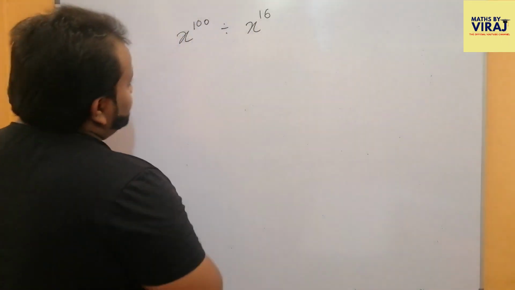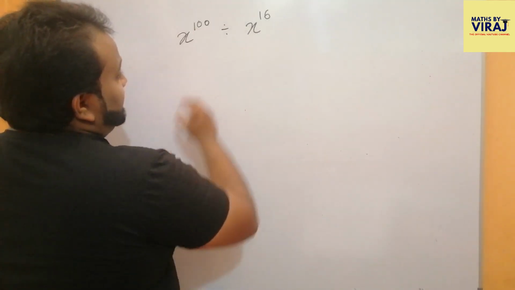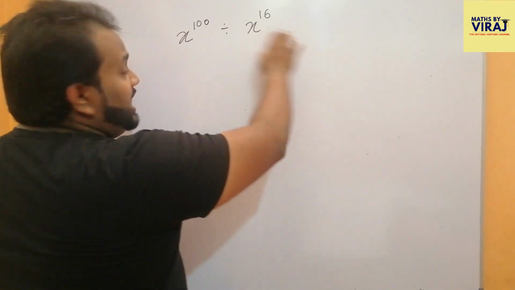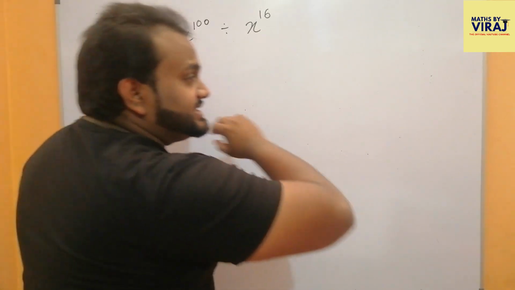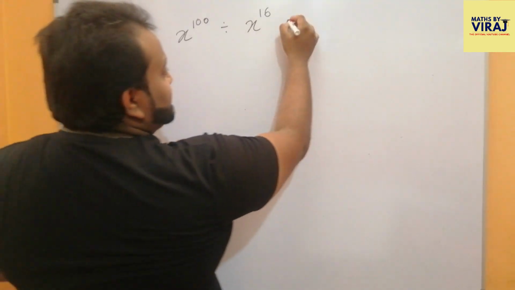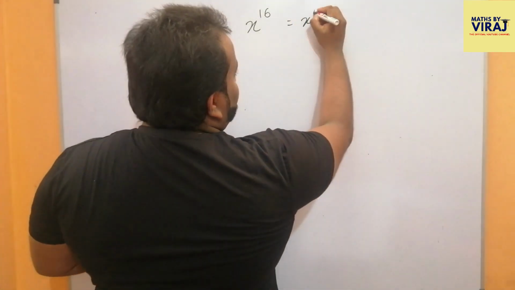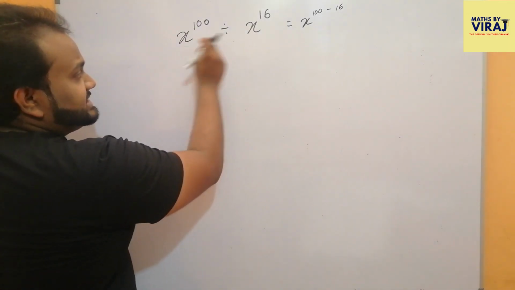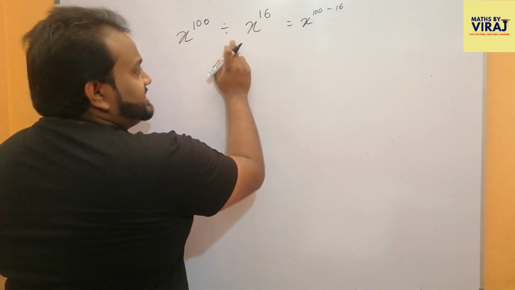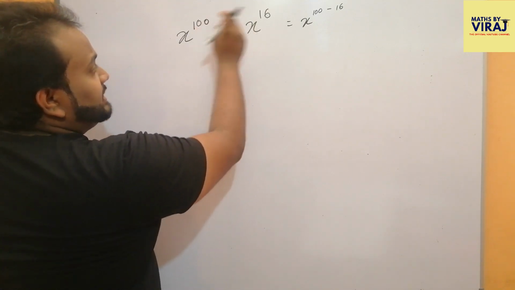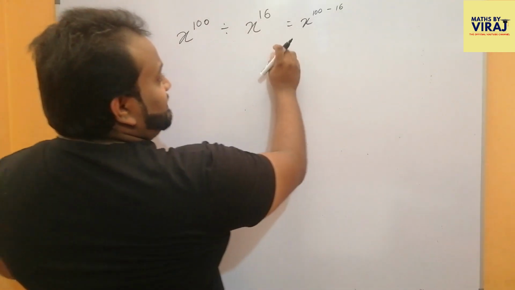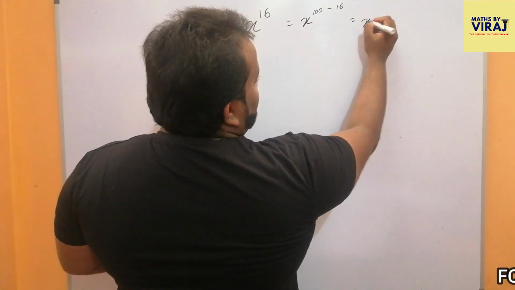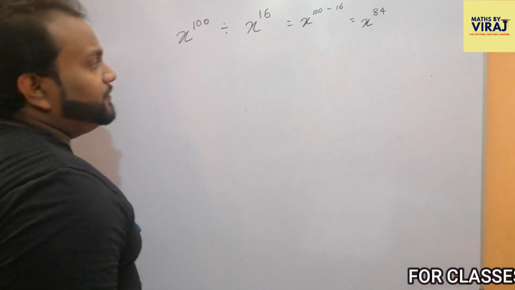Another example, x to the power 100 divided by x to the power 16. Now rather than writing 100 x terms and 16 x terms, I can easily write it as x to the power 100 minus 16. Why? The bases are same and it is division. Therefore, I can subtract the powers. X to the power 100 minus 16, which gives me the answer x to the power 84.